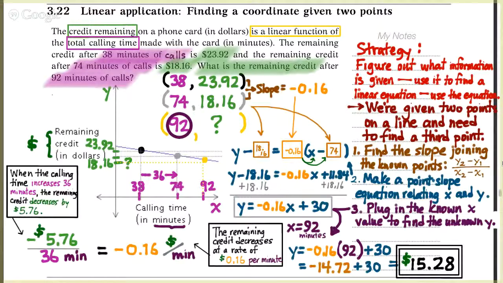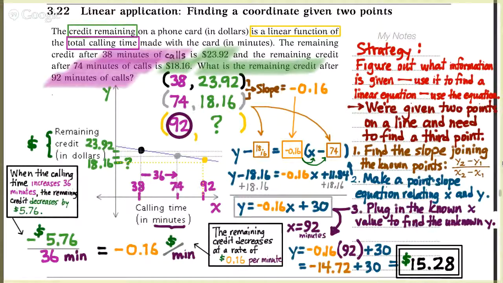So in this big, scary story problem, the trickiest part was figuring out what was the nature of the information that was given to us. The first sentence in this paragraph told us that the credit remaining is a linear function of the total calling time, which means let's think of the credit remaining as our y variable and the total calling time as our x variable, and that those two variable quantities are related together by a linear equation. And we know what linear equations are supposed to look like.